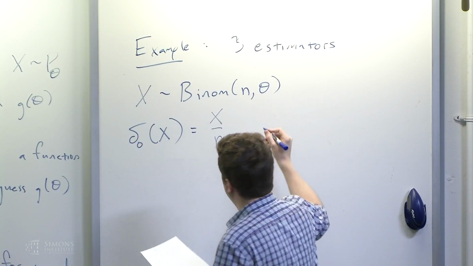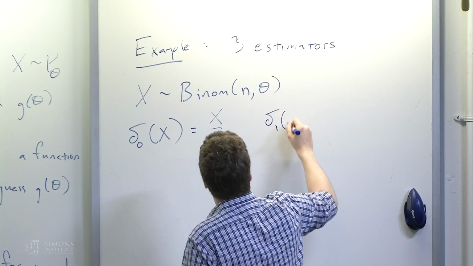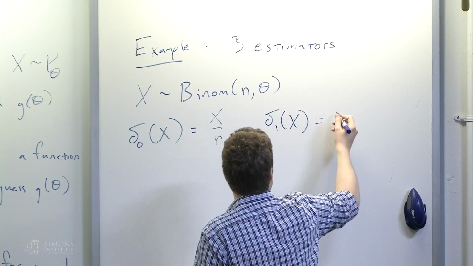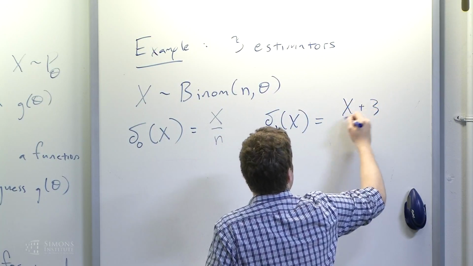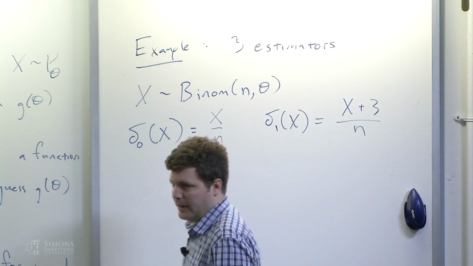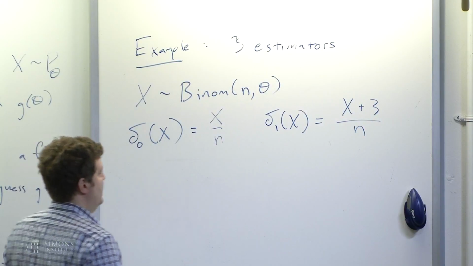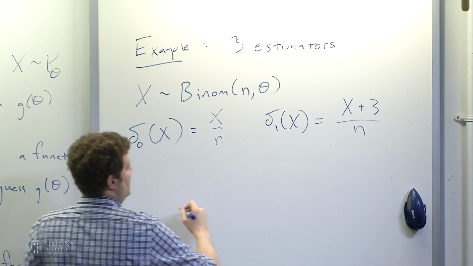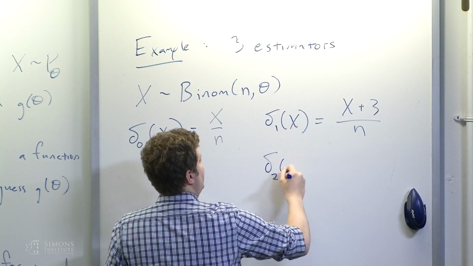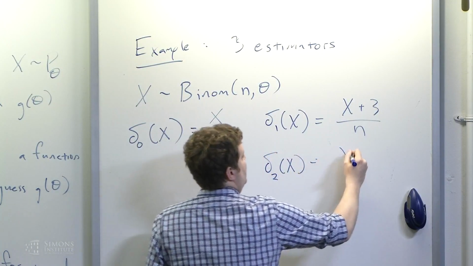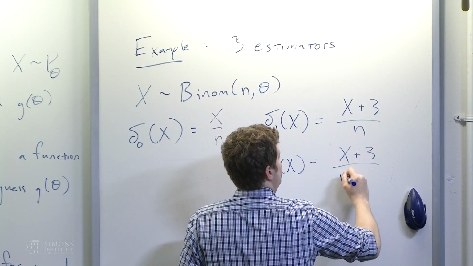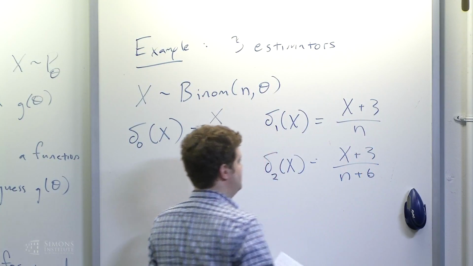This is in question. So let's consider another estimator, delta 1 of x, and we'll just say (X plus 3) over n. And let's put in a third one, delta 2 of x, and that's (X plus 3) over (n plus 6).